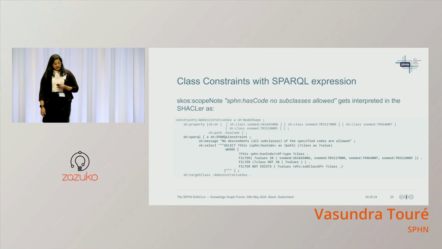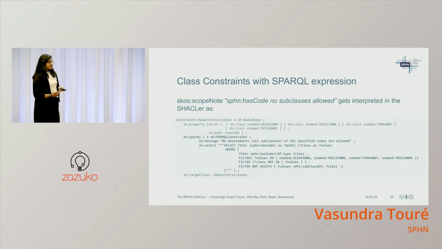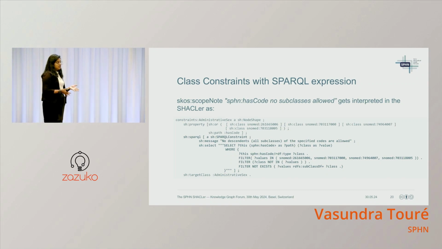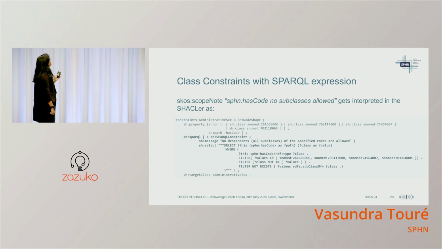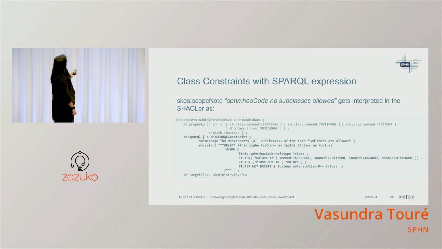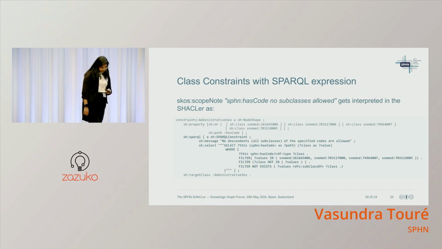And talking about these hierarchical information, there are a few cases in SPHN where we have a code, but we don't allow the subclasses of the codes as possible values. In order to cope with that, we have added what is called a SCOSCOP note to say, okay, the subclasses are not allowed in this case. And this gets interpreted by the SHACLer as the following. You get a SPARQL constraint that gets added into the SHACL rule, which will state, okay, these values are allowed and possible, but do not enable any of the subclasses of these ones.